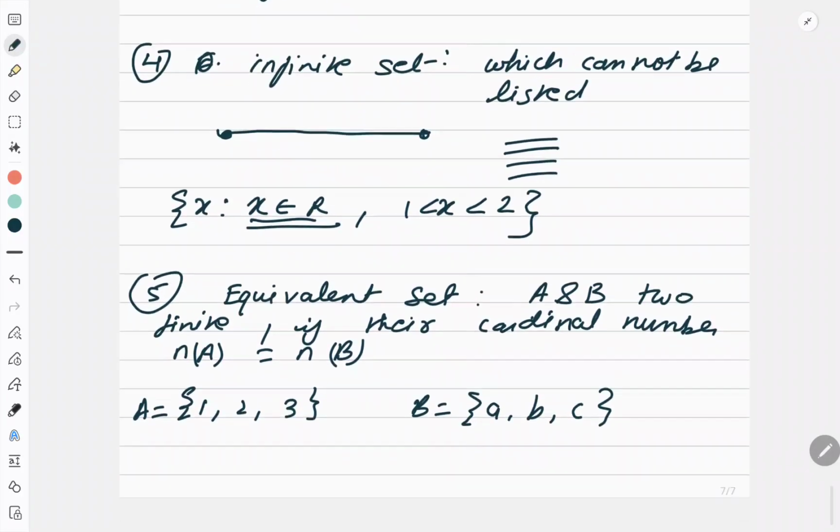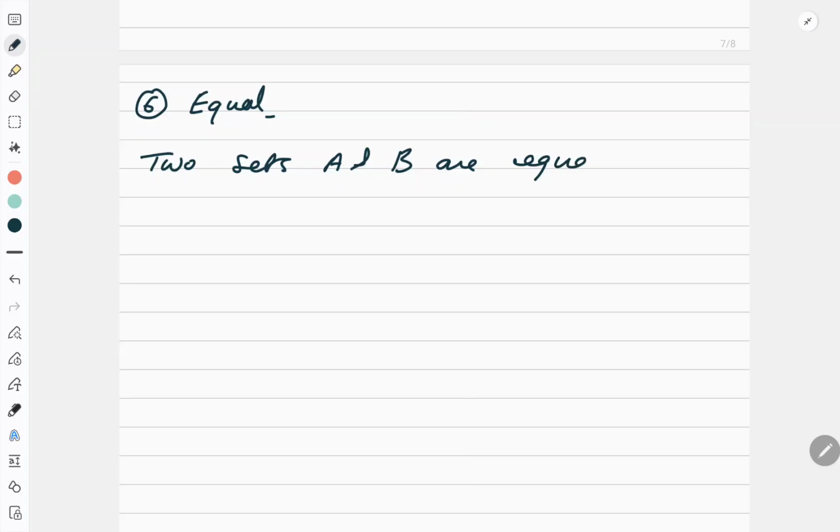Understood? Now a similar thing I can talk about: what are equal sets? When I say equal sets, I can say two sets A and B are equal if every element of A is a member of B.